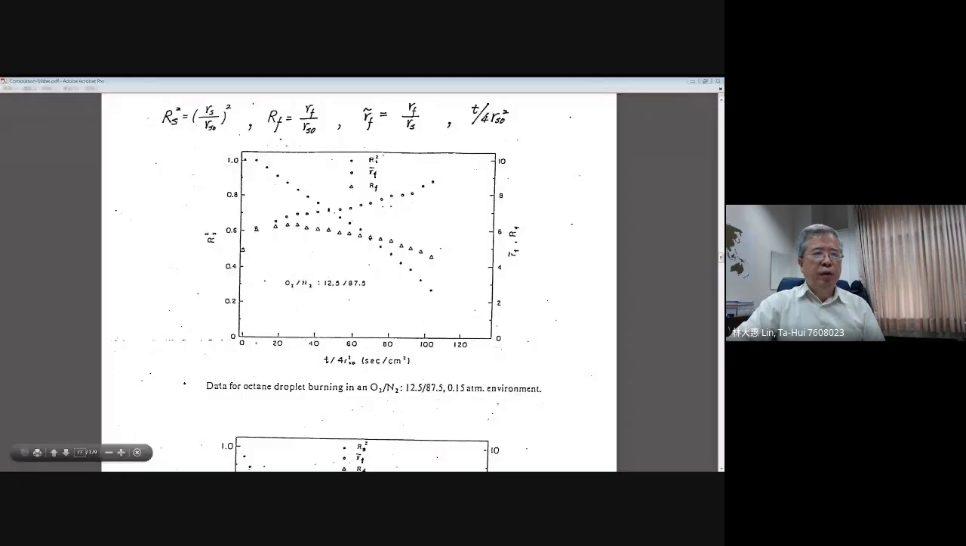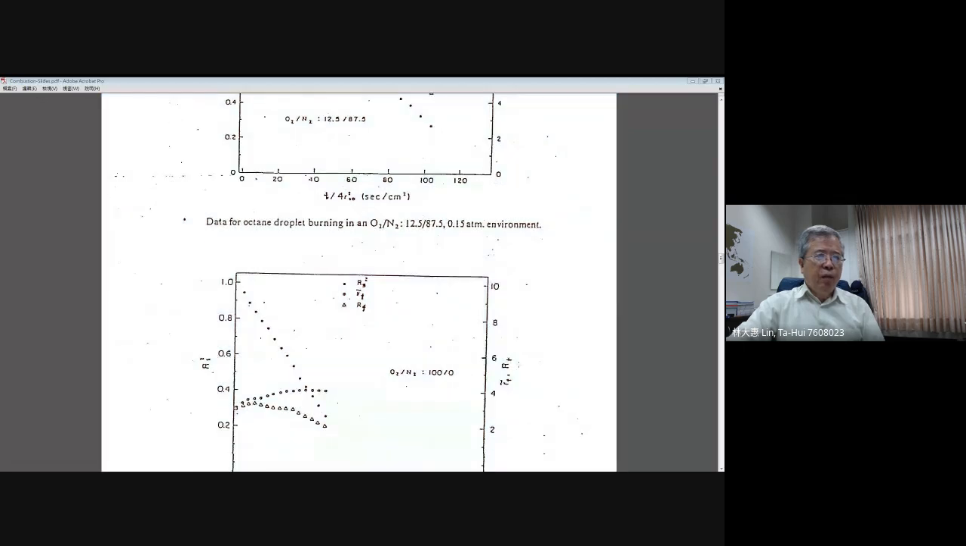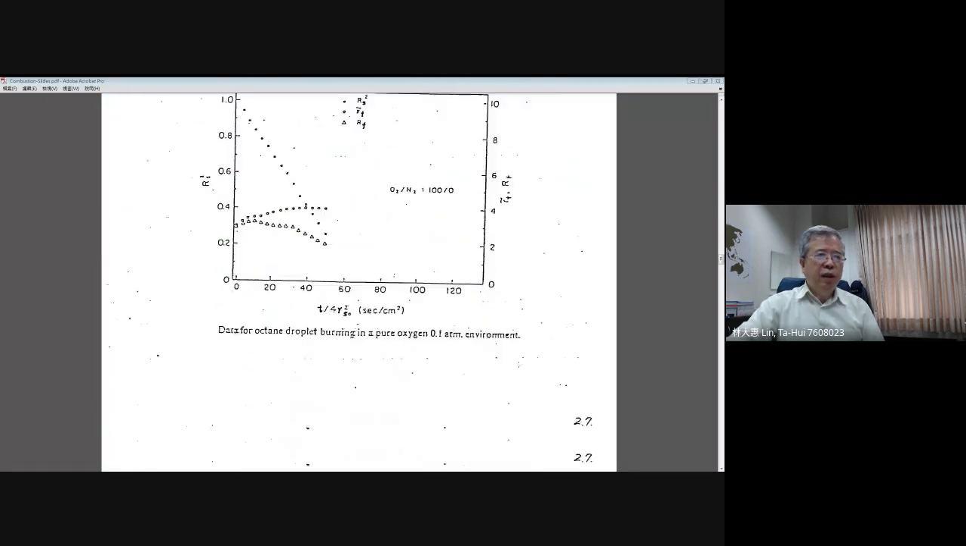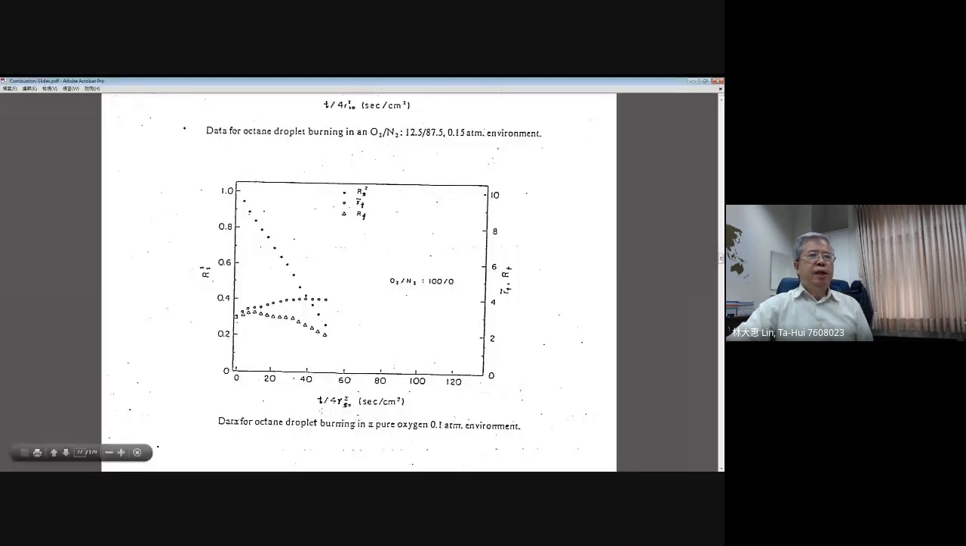Let me go to our slides, and we start to give you some comparison. Now we go to page 2.7 here, to show you the other set of experiments. Now you can see clearly in this second experiment we are working on the pure oxygen environment.